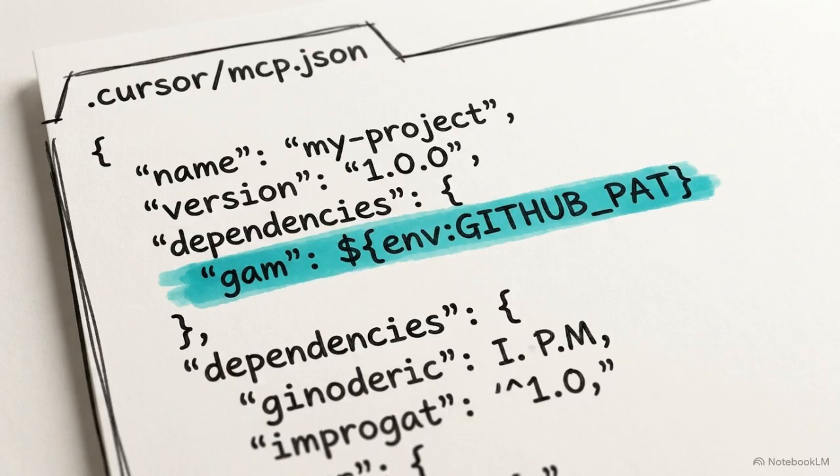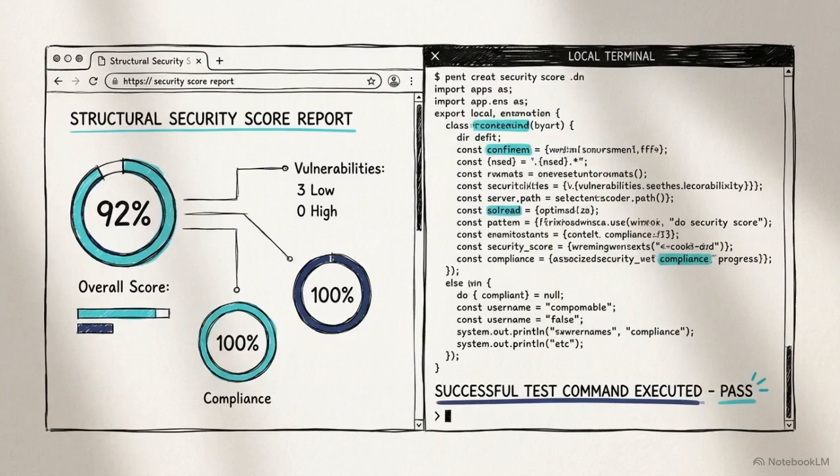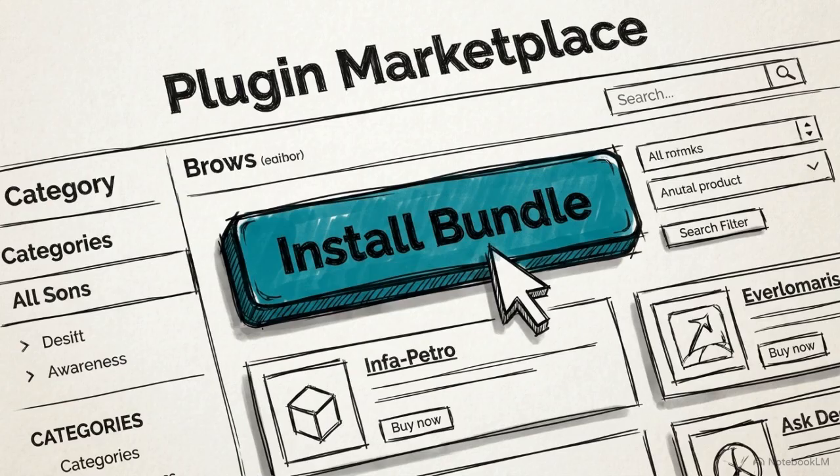Treat your MCP servers like production credentials. Because they can execute commands and access your data, you should verify any third-party packages and test their commands manually in a terminal to debug failures. You can bundle all these primitives into single-click installs using the plugin marketplace.